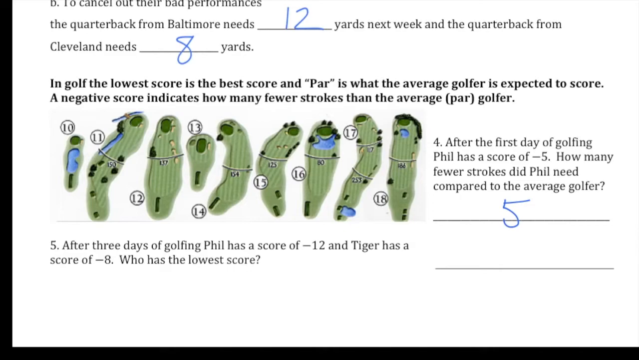After 3 days of golfing, Phil had a score of negative 12, and Tiger had a score of negative 8. Who has the lowest score? The lowest score is best in golf, and Phil had the lowest score with his minus 12.